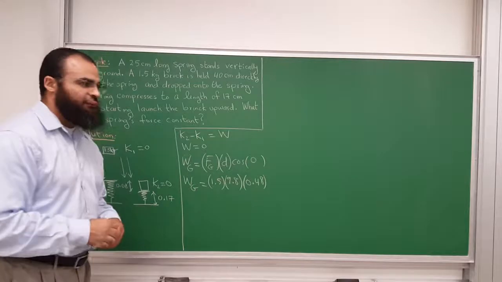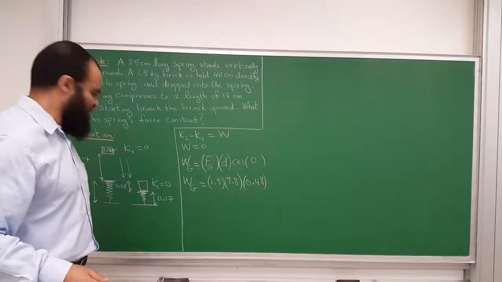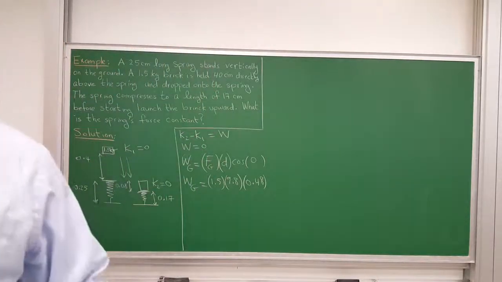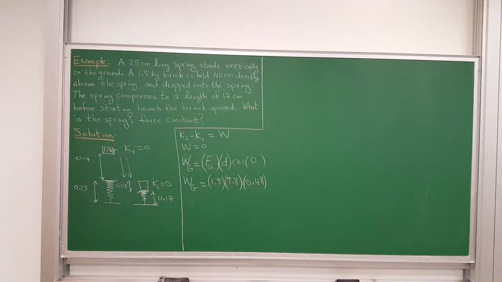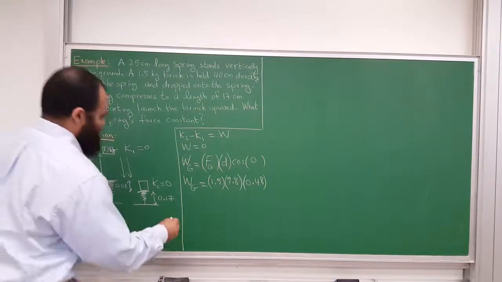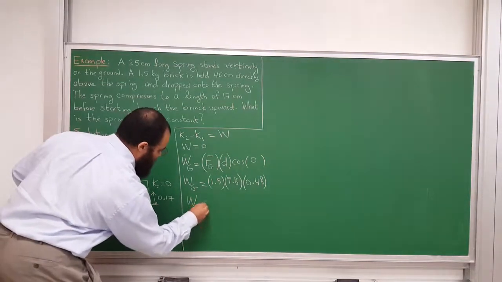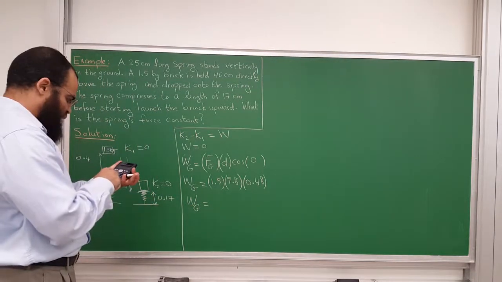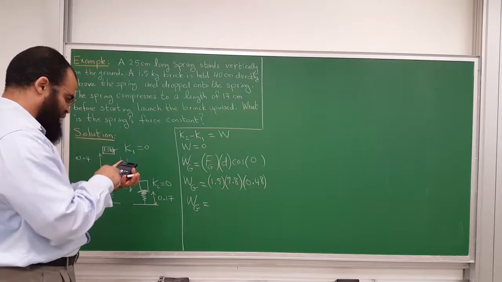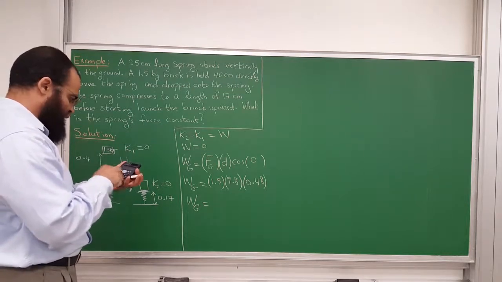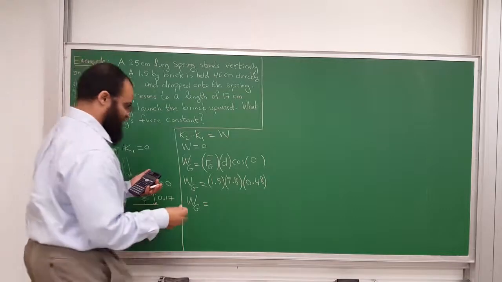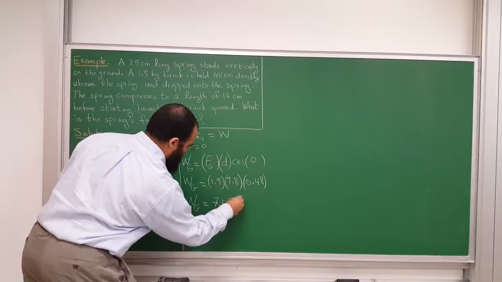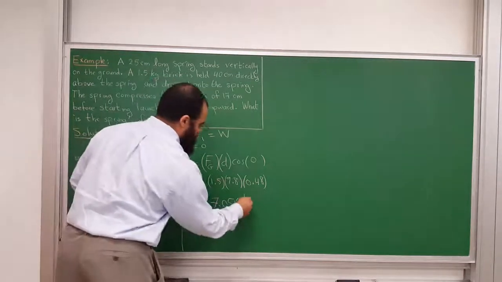So that's fine. Let me borrow a calculator and come back in a moment. So I got a calculator. The work done by gravity will equal, let's multiply through, 1.5 times 9.8 times 0.48, and that gives me 7.056. What are the units for work? They are joules, units of energy.